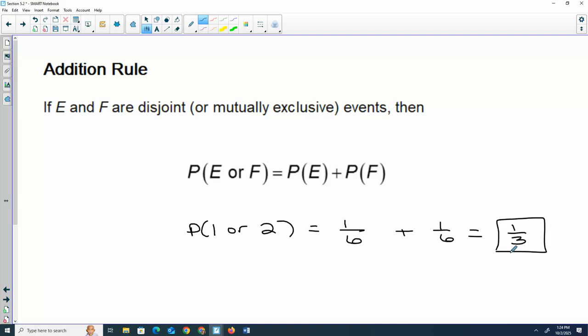So, in general, or means add if we are talking about probability. If I want this or this, we're adding those probabilities together. So let's look at a problem.